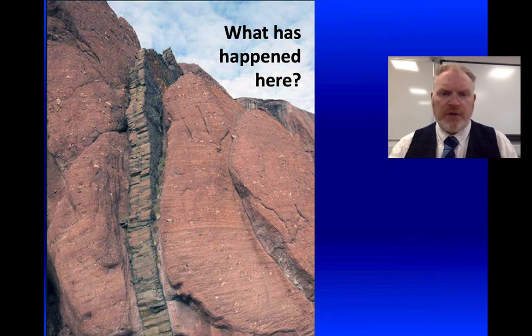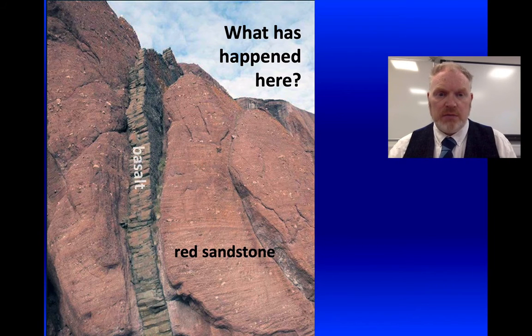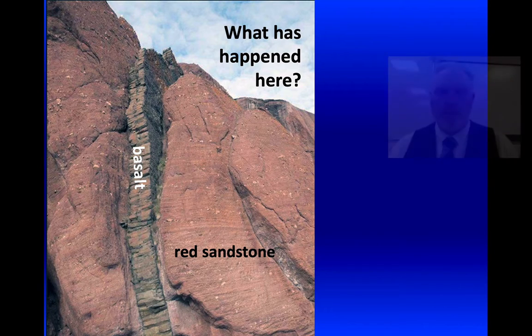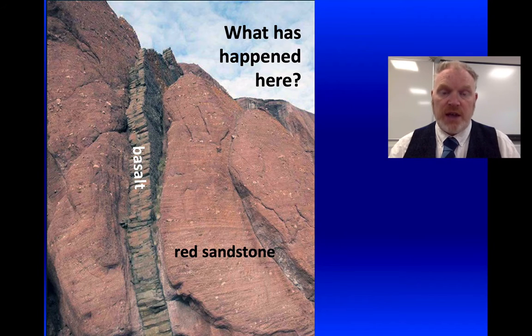This is a photograph of a cliff. We've got some red sandstone there, but then we've got this odd slab of basalt, an igneous rock, within the red sandstone. So what's actually happened here? We're going to come back to this photograph at the end, to see if you're able at that point to explain what's going on here. We're working today on pages 7 and 8 of our Theme 5 booklets. Let's go.